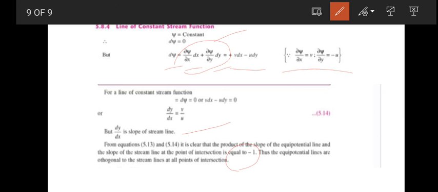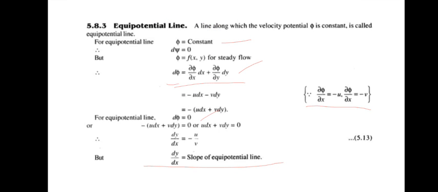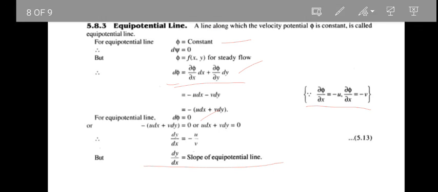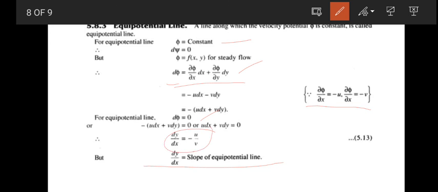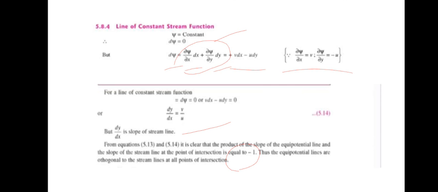Okay, because if you see in the previous slide, we have the value of dy by dx is equal to minus u by v. And if you see here, we have for the constant stream function v by u. That means after multiplying both equations, at an intersection point this product is equal to minus 1. Thus the equipotential lines are orthogonal to the streamlines at all points of intersection.